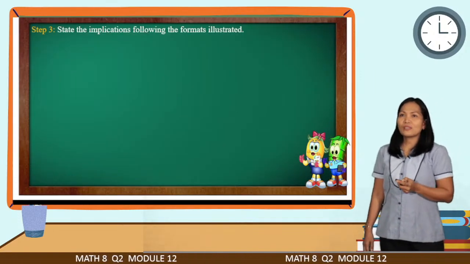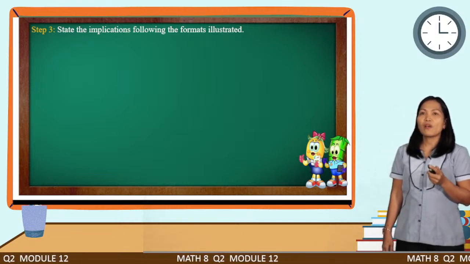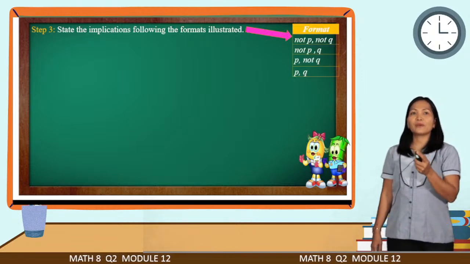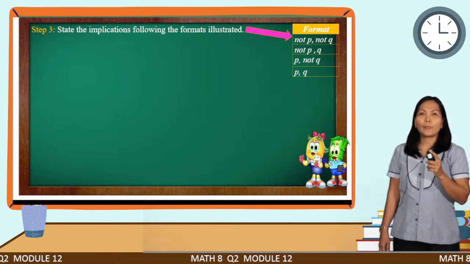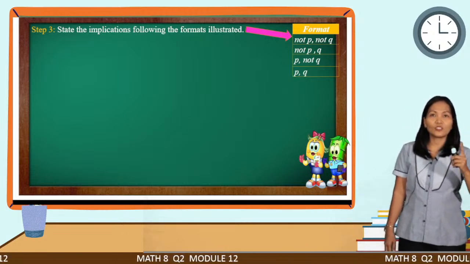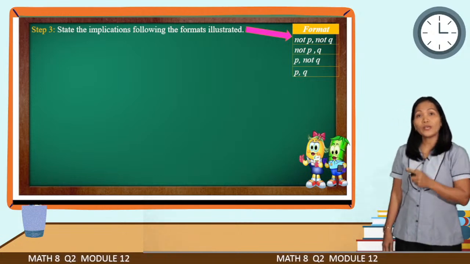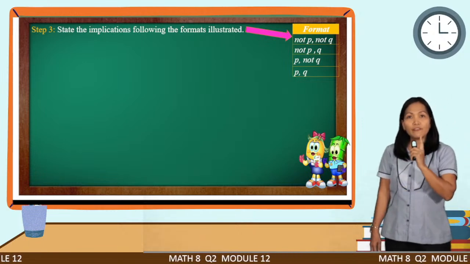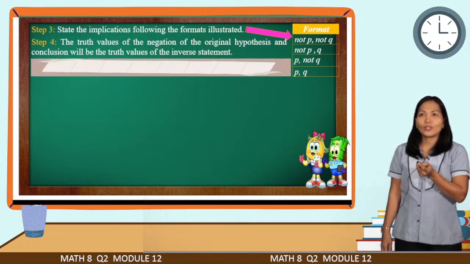Alright, let's have step 3. Let us again state the implications following the format illustrated here as our guide. So, if not P, then not Q. If not P, then Q. The third one, if P, then not Q. For the fourth one, if P, then Q. Okay, let's have the table.